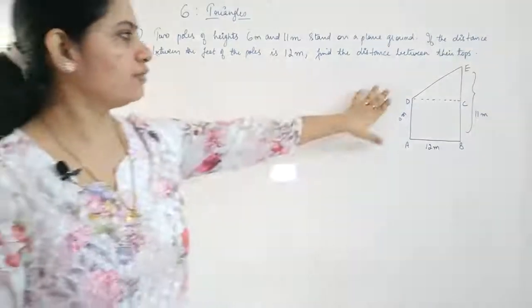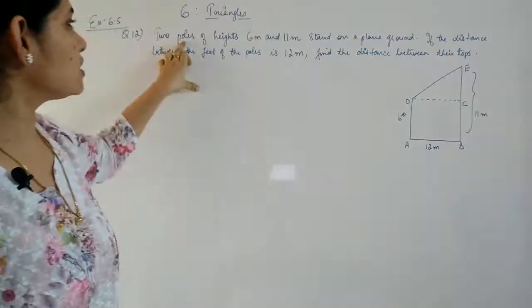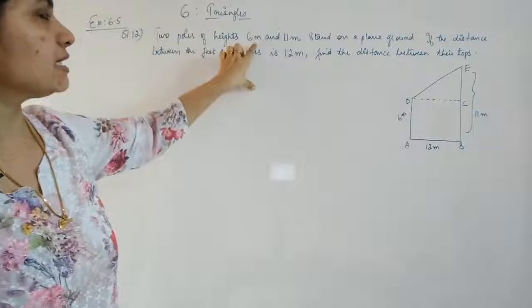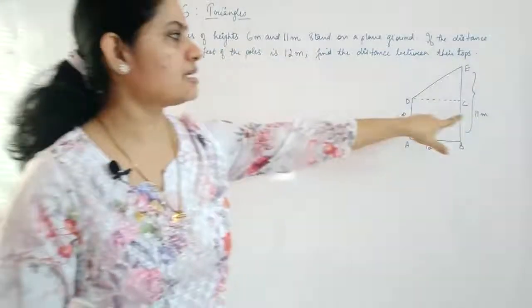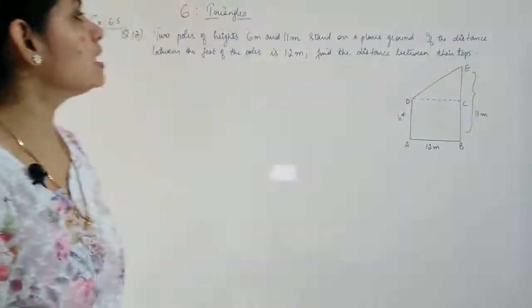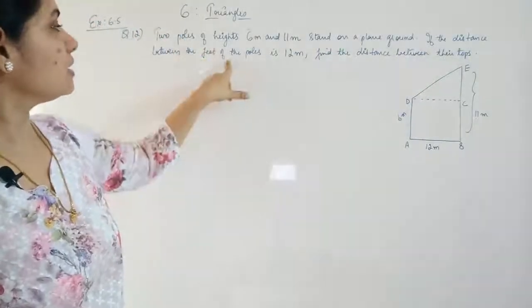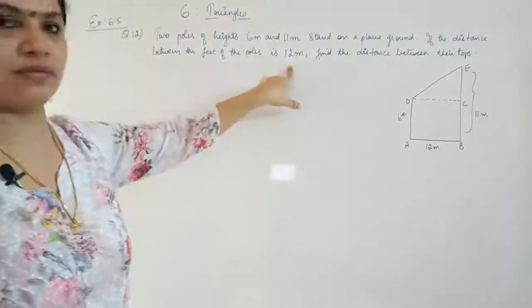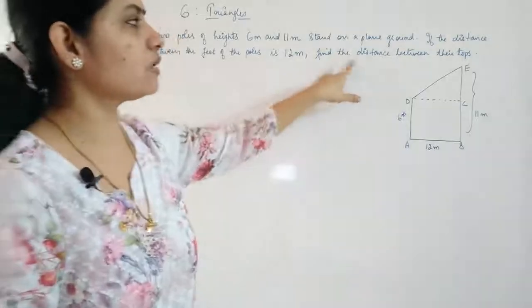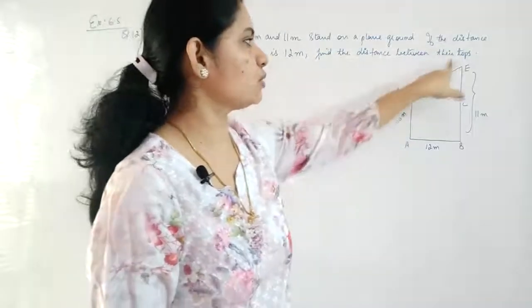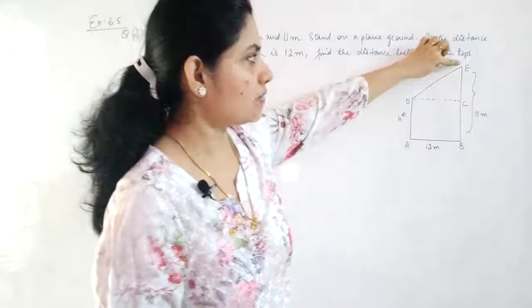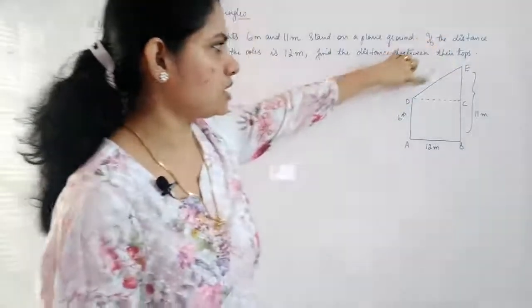So I have drawn a figure in which we are mentioning the two poles as AD and BE, of height 6 meter and 11 meter respectively. That is, the first one is 6 meter and the second one is 11 meter, and the distance between their feet is given to be 12. So I have taken here 12 meter, and you have to find the distance between their tops. Their tops means point D and point E. So you have to find out what is DE.